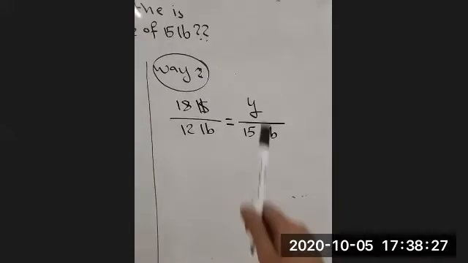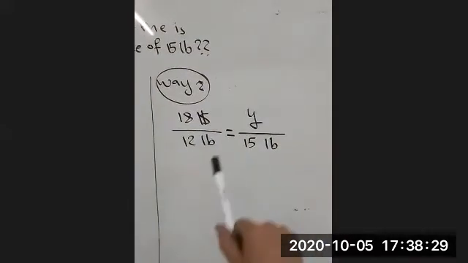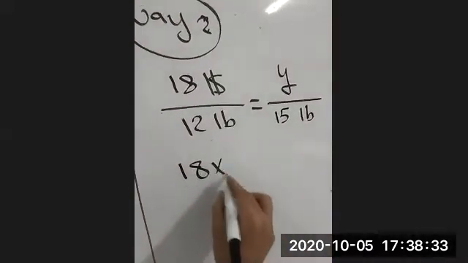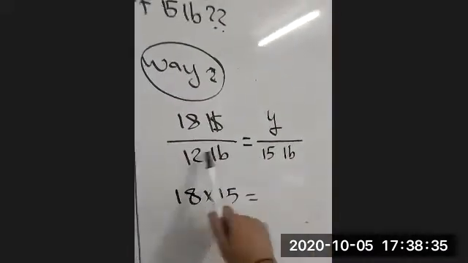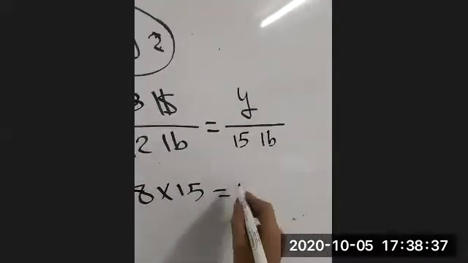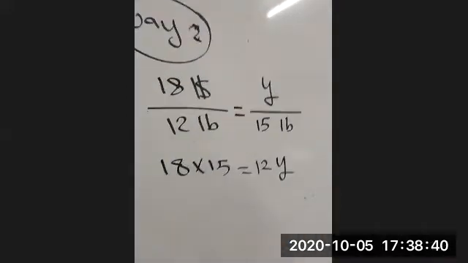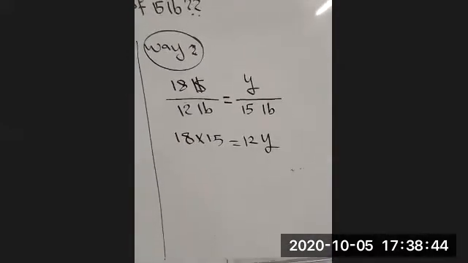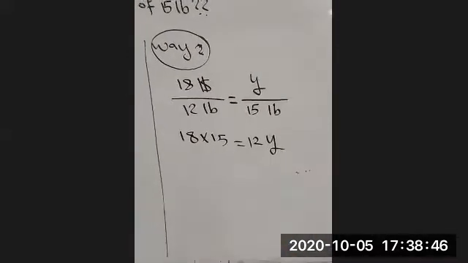Now, if you remember, guys, we did cross product. So 18 by 15 equals 12 multiplied by y, which is 12y. Now 18 by 15, I don't know, so I will do multiplication and find the answer, using my calculator to save time. You are big boys now, you know how to multiply. 18 multiplied by 15 is 270.